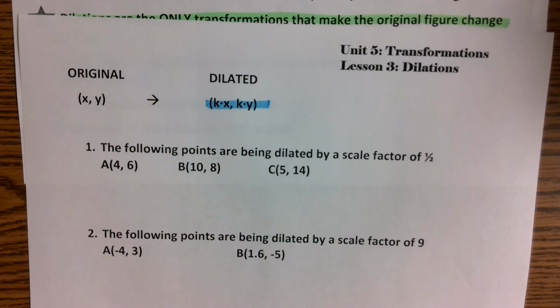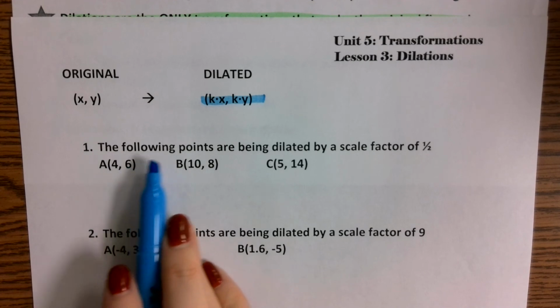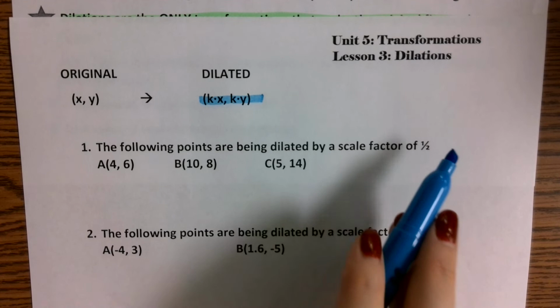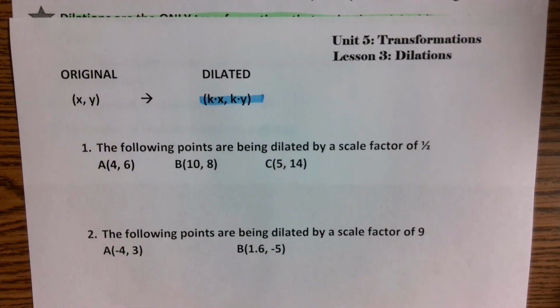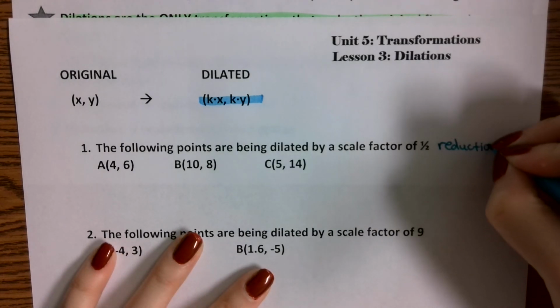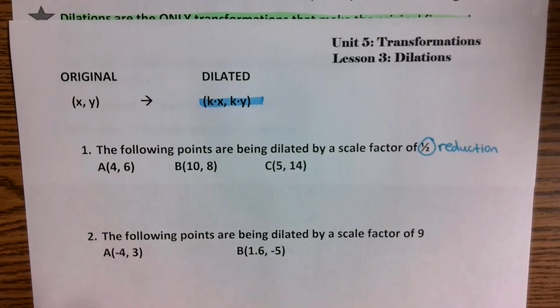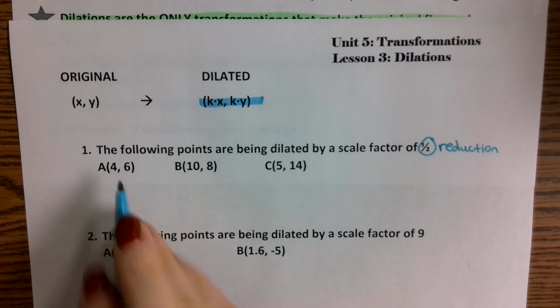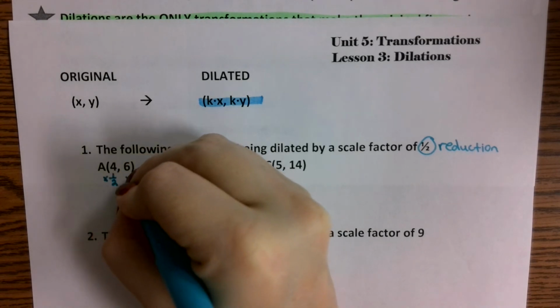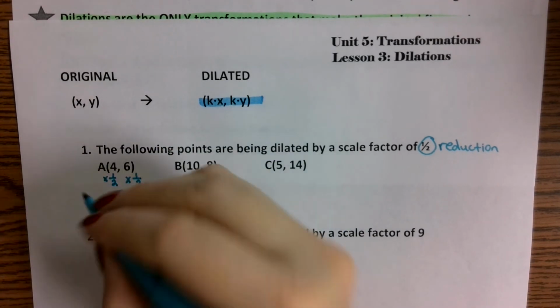All right, so let's take a look. For problem number 1, the following points are going to be dilated by a scale factor of 1/2. So are we enlarging or reducing? Reducing. This is going to be a reduction because of the fact that the scale factor is 1/2. That's smaller than 1 but greater than 0. So all you're going to be doing is taking each of these points and you're going to multiply each of those values by 1/2.